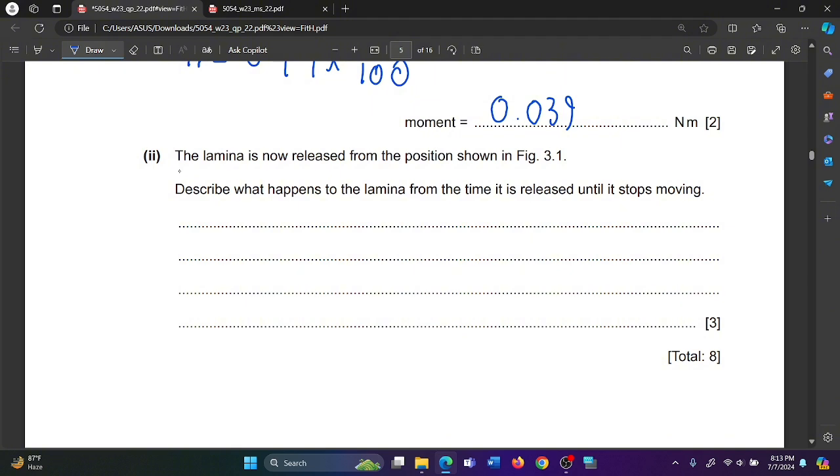Now let's see what the question says. The lamina is now released from the position shown in figure 3.1. Describe what happens to the lamina from the time it is released until it stops moving.